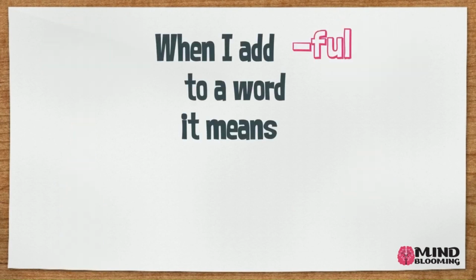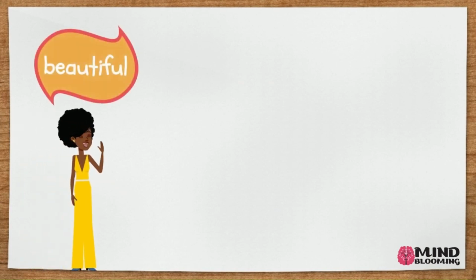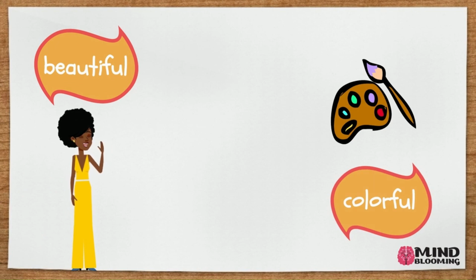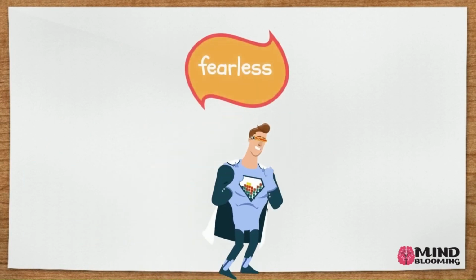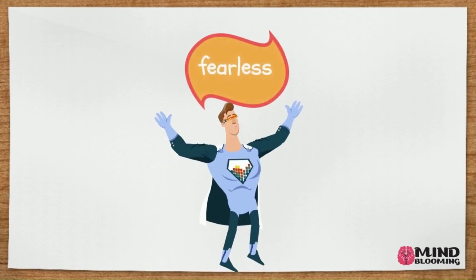When I add the suffix full to a word, it means full of. For example, when I say beautiful, it means full of beauty, or colorful, which means full of color. When I add the suffix less to the end of a word, it means without. Like when I say fearless, which means without fear.